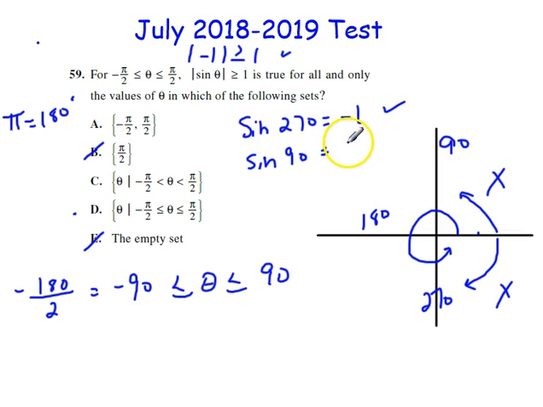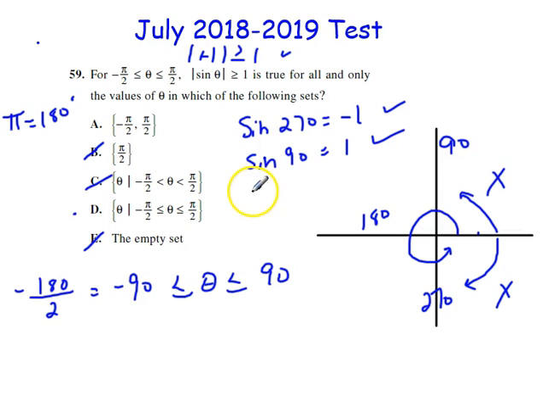Let's try sine of 90 degrees. If I do sine of 90 degrees, I get a 1. The absolute value of a positive 1 works, so we're good. So it wouldn't be C, by the way, because it does include my endpoints. Now we have to decide: am I dealing with anything in the middle here?